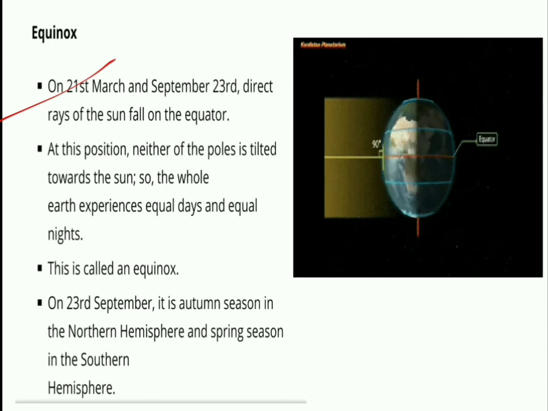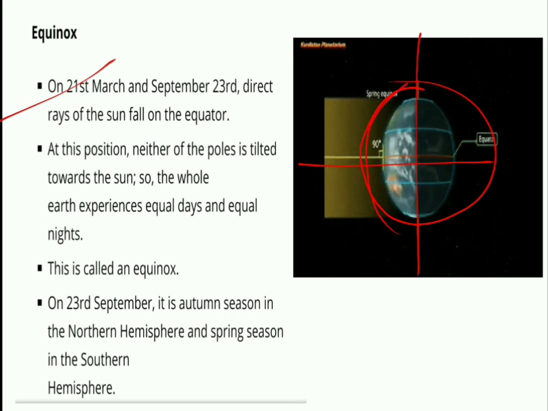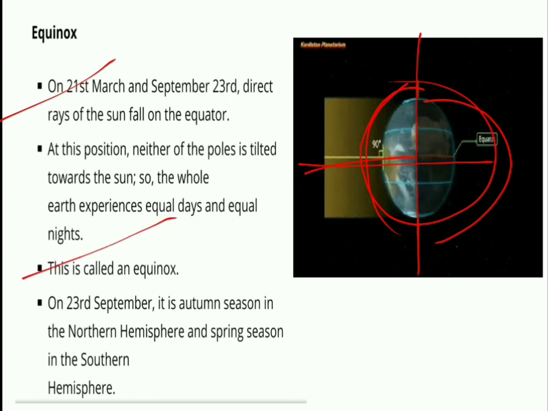So on 21st March and 23rd September, direct rays of the sun fall on the equator. At this position, neither of the poles is tilted towards the sun, so the whole earth experiences equal days and equal nights. The half of the earth that receives the sun rays has day, and the part away from the sunlight experiences night. So this is an equal 12-hour day and 12-hour night. This is called an equinox.